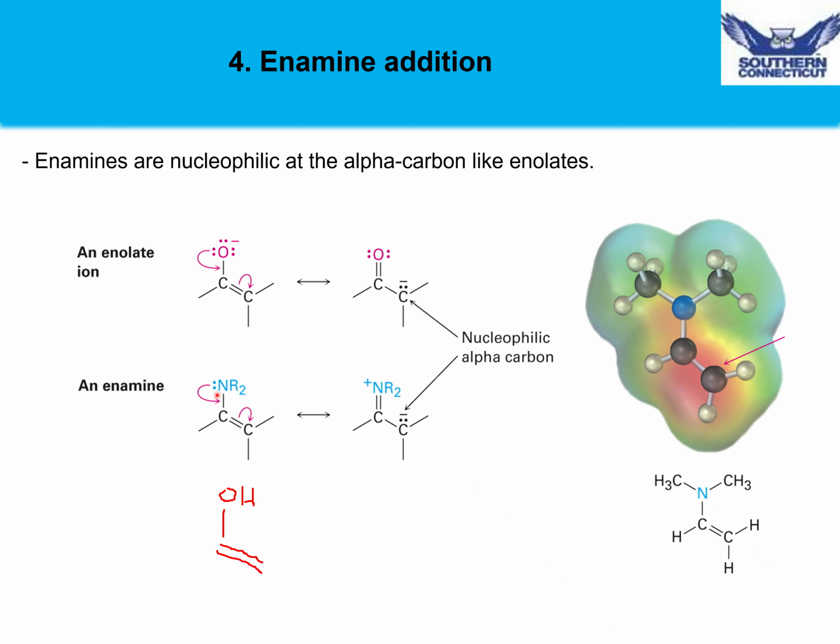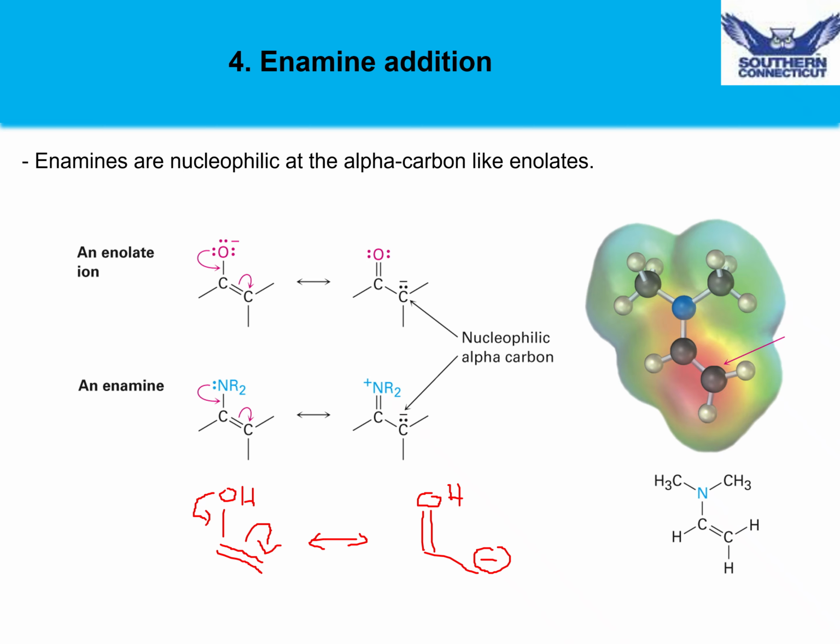For enamines, if we push electrons from the nitrogen towards the alpha carbon, we will have a resonance form that has a negative charge on that alpha carbon. So just like enolates, the alpha carbon is nucleophilic. Enols, as we've seen in the past as well, are nucleophilic at the alpha carbon. So we could draw another resonance structure similar to what we did with enamines, which has a negative charge on this alpha carbon. We have now a double bond here, an oxygen with a hydrogen.